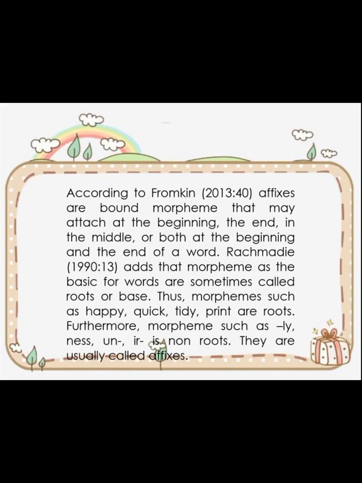According to Fromkin, affixes are bound morphemes that may attach at the beginning, the end, in the middle, or both at the beginning and the end of a word. Ahmadi adds that morphemes as the basis for words are sometimes called root or base. Thus, morphemes such as happy, quick, tidy, print are roots. Furthermore, morphemes such as -ly, nurse, an, ear are non-roots. They are usually called affixes.